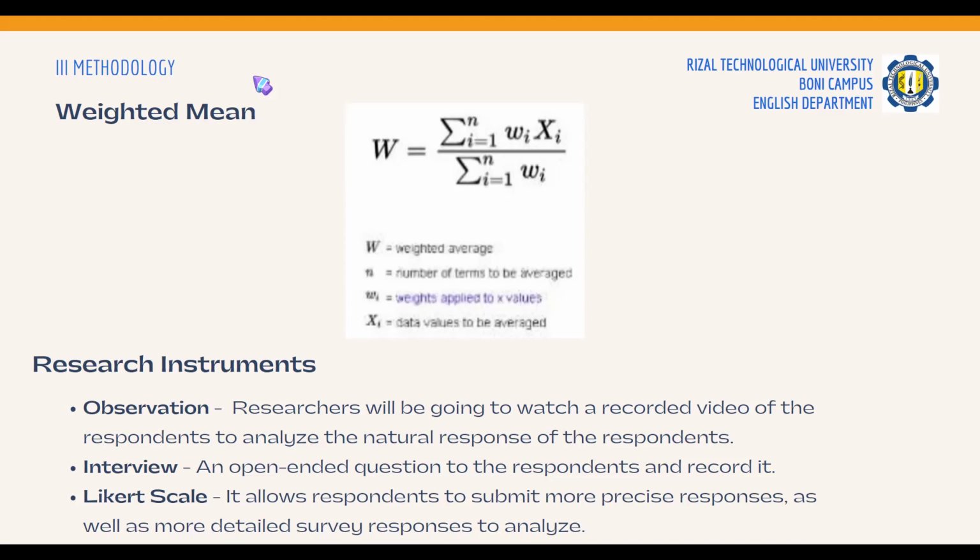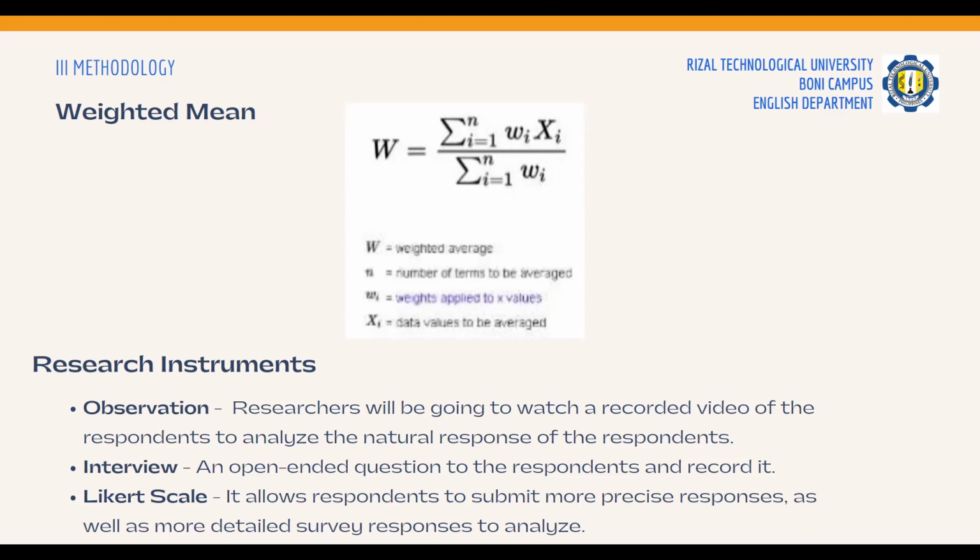Now let us proceed to the research instruments. First, we need an observation. The observational method involves researchers watching a recorded video of the respondents. Observing recorded interactions provides researchers with valuable insights into their communication and spontaneous reactions, contributing to a comprehensive understanding of the subjects under study. Now, the researchers also did an interview. The interview method involves engaging with respondents through open-ended questions.